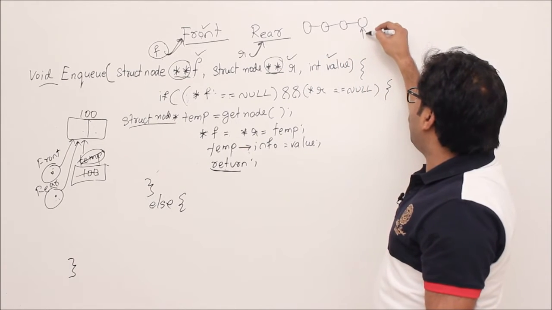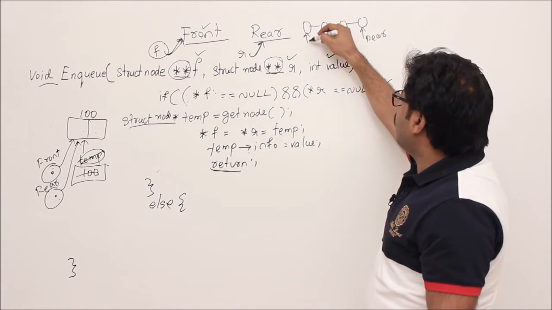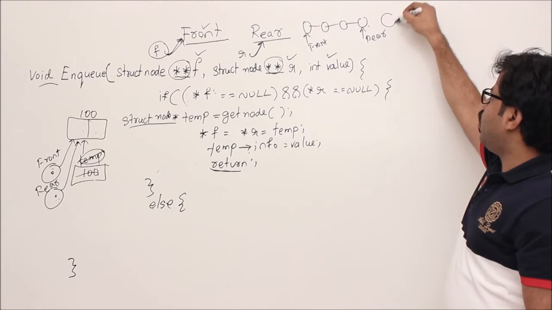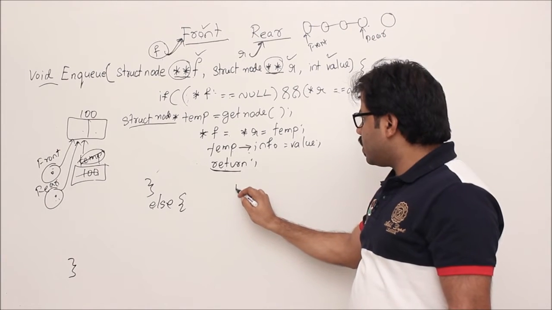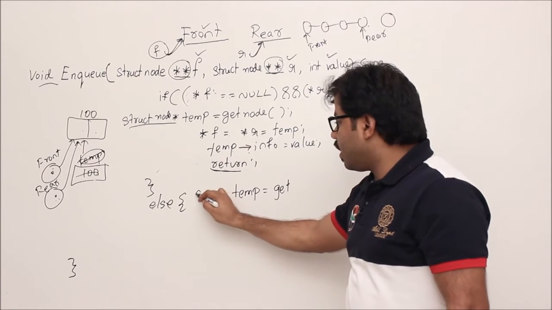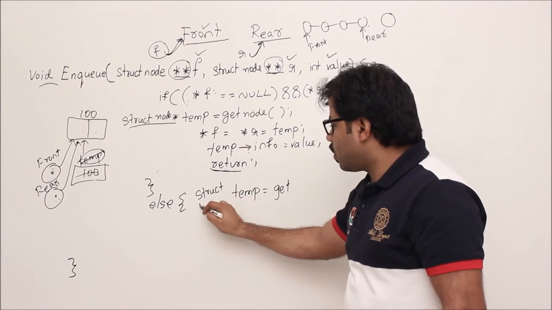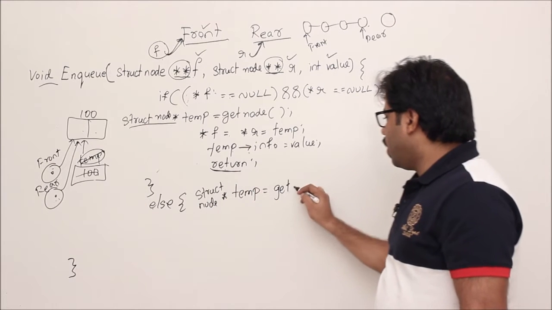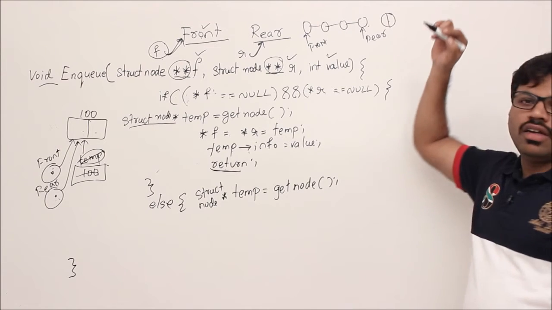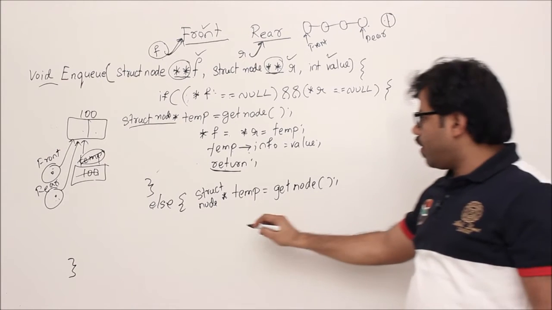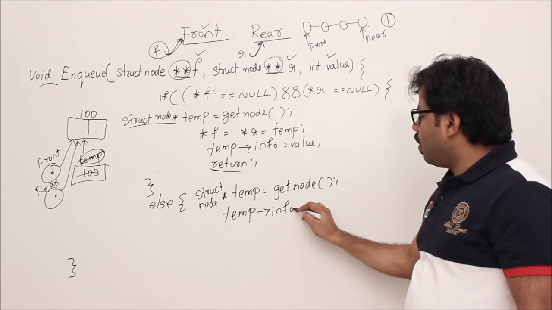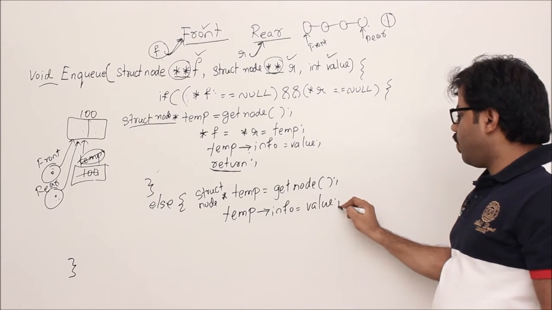Do you remember? This is your rear, this is your front. Then we are not going to update front, we are going to update rear. I will tell you that. Create a box. That means getting a node is compulsory. Again, let me take temp equal to get node. So here I am creating temp again. Okay, struct node pointer temp equal to get node. Okay, so the box is created. We have to write the value. What's the logic for writing the value? So temp cap info equal to value, right? Yes, I have written value.